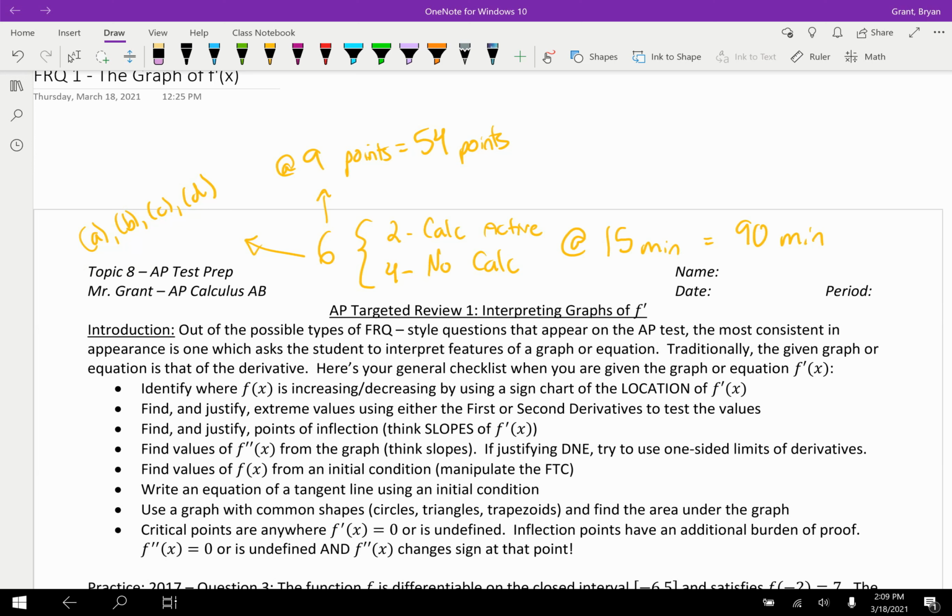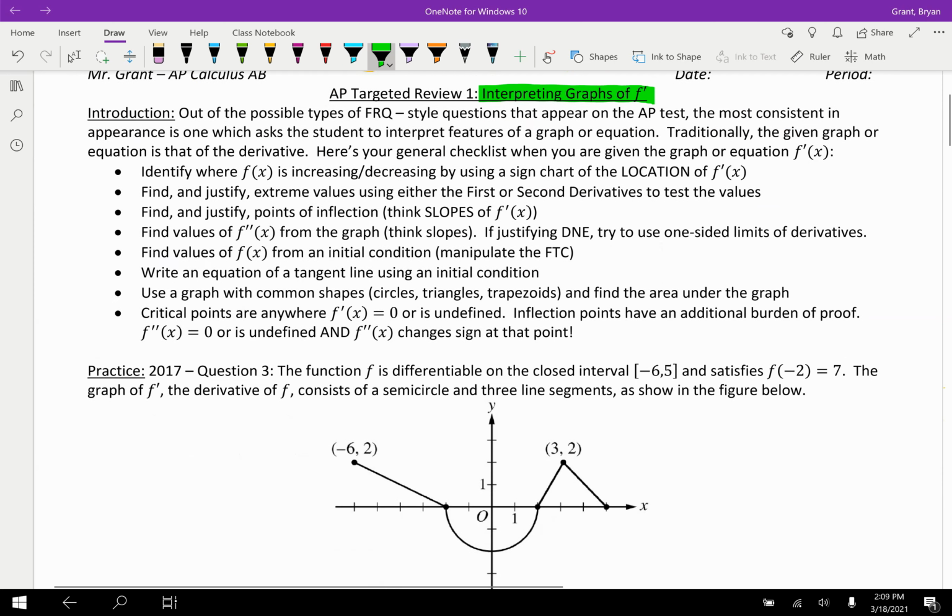And our first stop is interpreting graphs of f prime. This is probably the most consistently asked style of question every year for the last almost 60 years now. The AP exam for calculus is pretty old. The idea is that they will give you a graph of f prime. In fact, let's look at this first one.